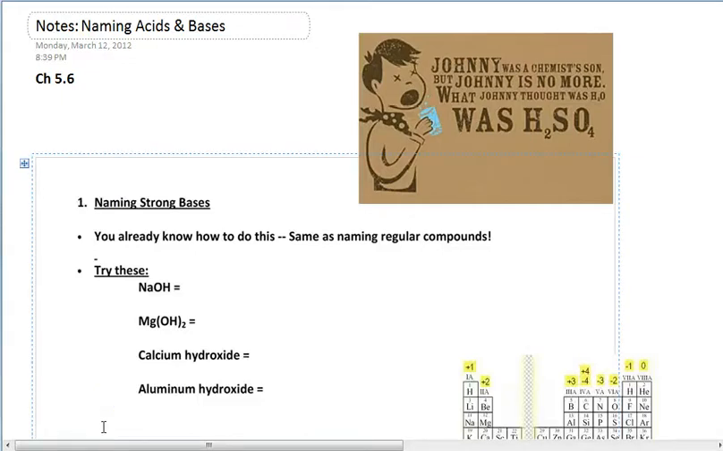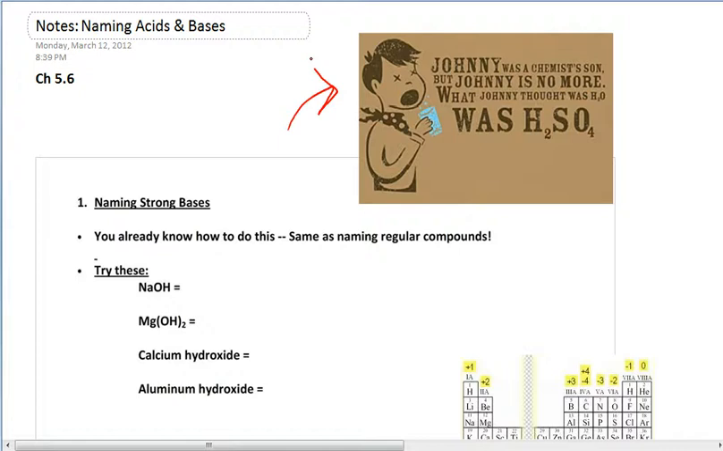This is a super important topic for many reasons, one of which is illustrated here by Johnny. This is a little rhyme you may have heard before. Johnny was a chemist's son, but Johnny is no more. What Johnny thought was H2O was H2SO4, which may not make a lot of sense right now, but by the end of today, you should know what H2SO4 is and know just how dangerous it is going to be if you actually drink it. Let's start, though, by talking about bases, because bases are a little bit easier.